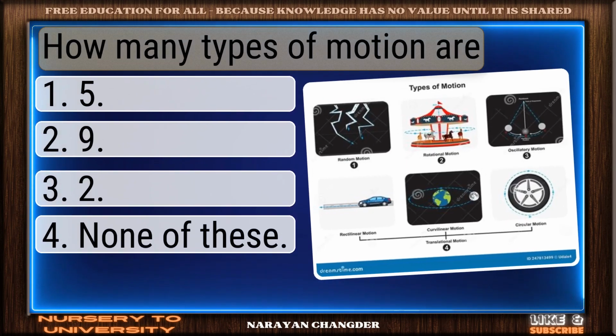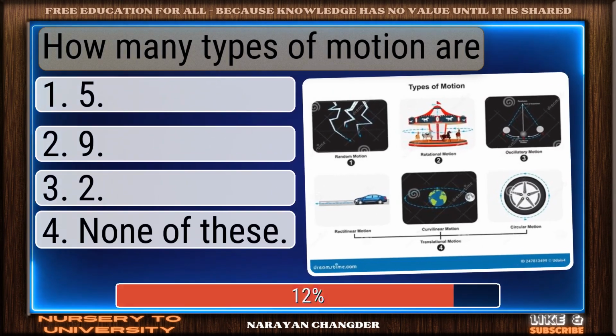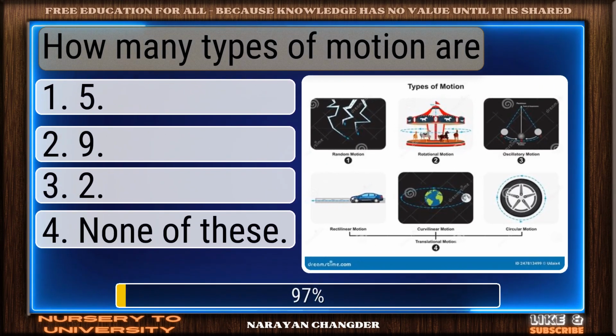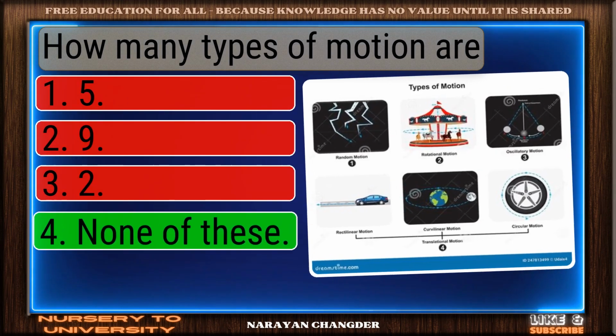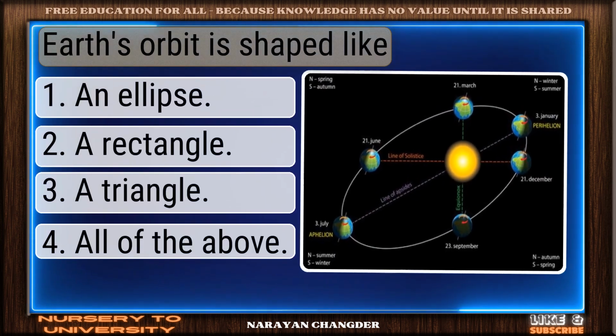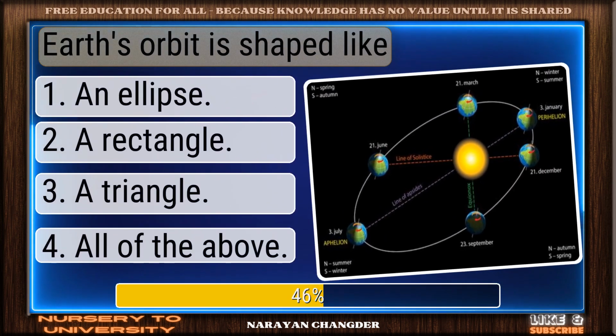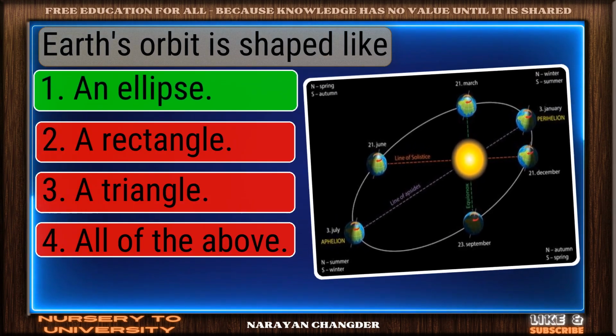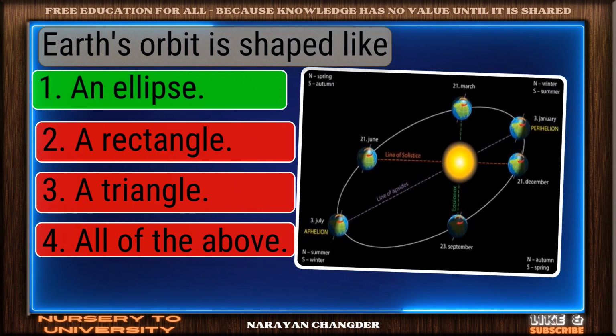Question number 228. How many types of motion are? On track. None of these is the correct answer. Question number 229. Earth's orbit is shaped like. Valid point. An ellipse is true.